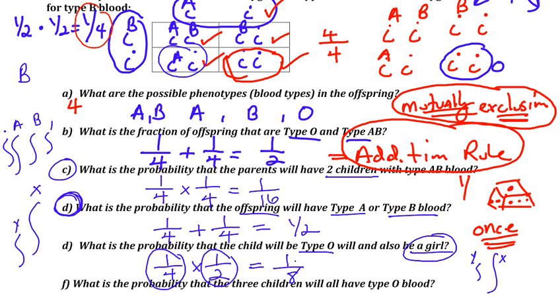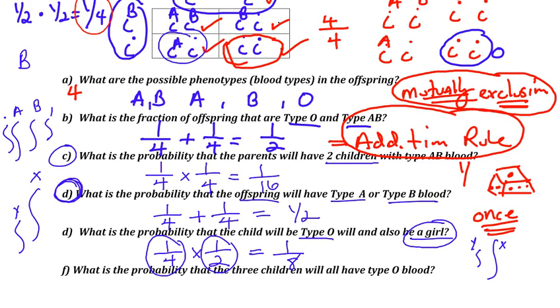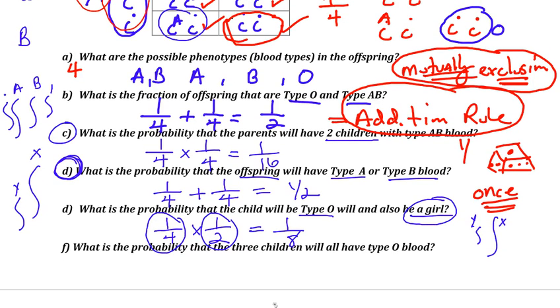What's the probability, this is F now, that 3 children all have type O blood? Now, if you're having 3 children, can you have 3 children with one mating? I guess you could have triplets, identical, but generally speaking, non-identical triplets, you're going to have 3 different meetings of the what? Meetings of the gametes here. So this is going to be 3 different events. So these are independent events.